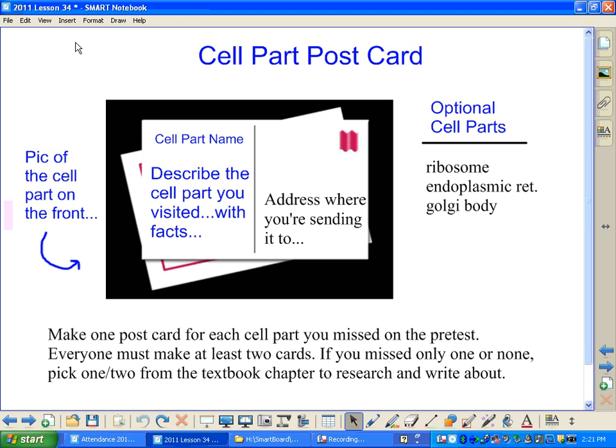That's the end of the video on how to make a cell part postcard. Remember, everyone has to make at least 2 of these, and you're going to follow the format that I described here on the screen. Please feel free to rewind at any point to listen to these directions again.